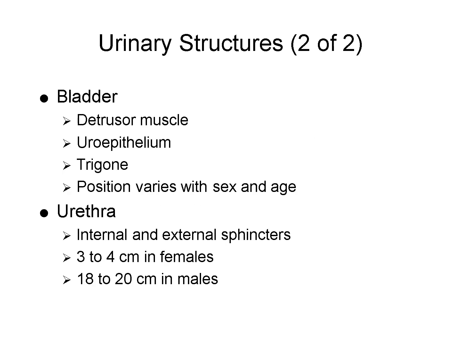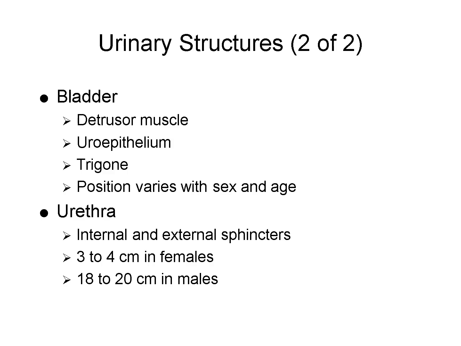The bladder is a hollow organ composed of smooth muscle layers, known as the detrusor muscle. It is lined with uroepithelium and includes a triangular region called the trigone. Urine exits the bladder through the urethra, controlled by internal and external sphincters.